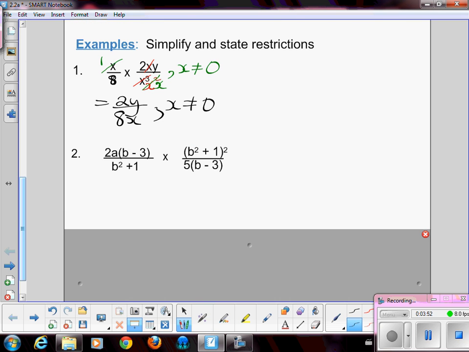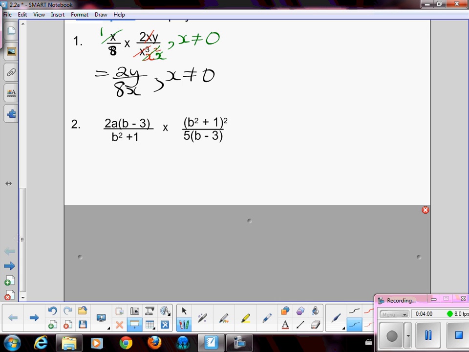Okay, again, someone's been nice and has done some factoring for me. I'm going to check and see, can I factor any more? It doesn't appear that I can. So I'm at the next step where I'm going to state my restrictions. Now the first one, b squared plus 1. That one, b can be anything, so any real number. The only way that that would equal 0 on the bottom is if b squared equals -1, which is impossible. However, on this one, b cannot equal 3.